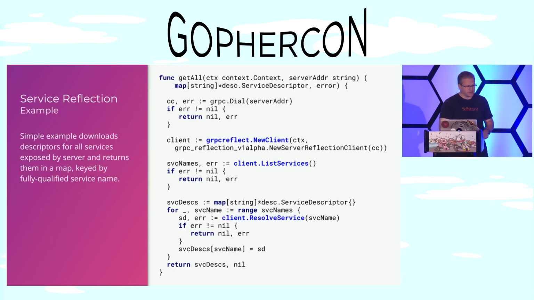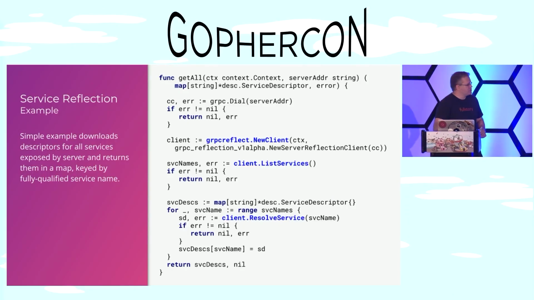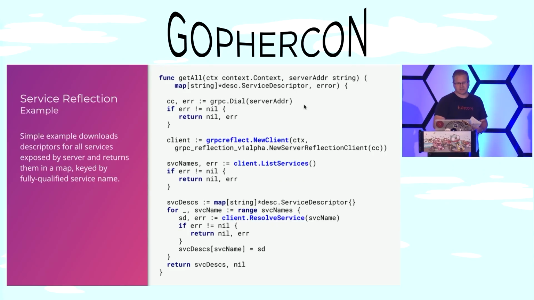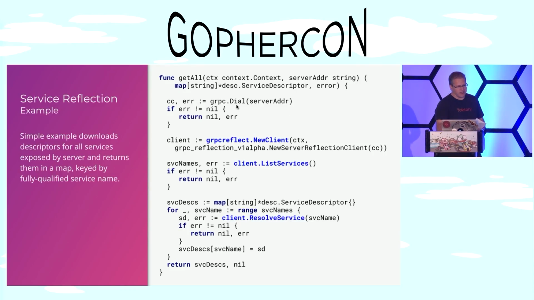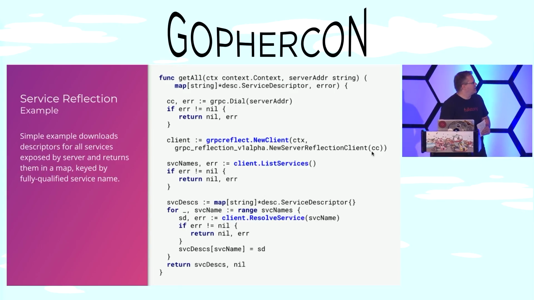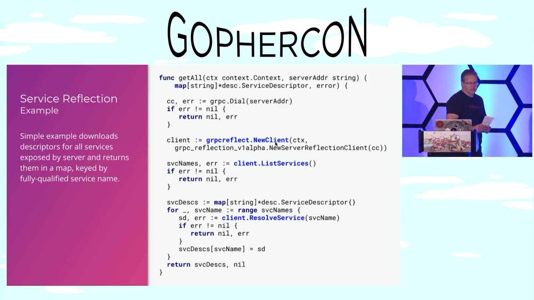This is just sample code showing how it's used. This function is going to take a server address, and it's going to return a descriptor for all the services that it exposes. Here we see we're dialing the server using the standard gRPC package. We take that client connection and use it to build a stub, and then that's what we're wrapping with our gRPC reflect client. And its methods are very similar.